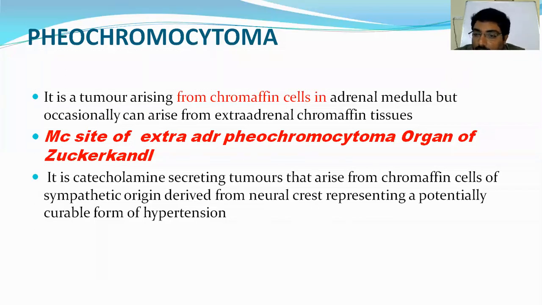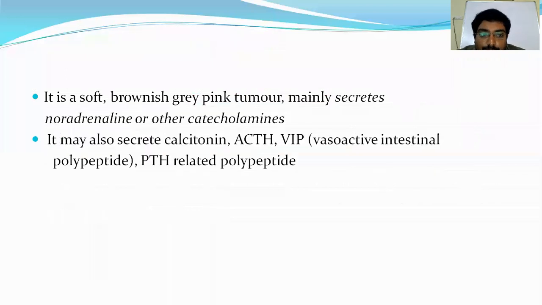It was also asked in the last NEET exam. It is a catecholamine-secreting tumor that arises from the chromaffin cells, the sympathetic organ derived from the neural crest, representing a potentially curable cause of hypertension. It is a soft, brownish gray-pink tumor and mainly secretes noradrenaline, other catecholamines, and it may secrete calcitonin, ACTH, vasoactive intestinal polypeptide and PTH.